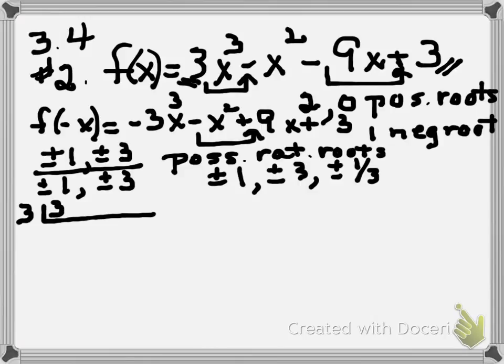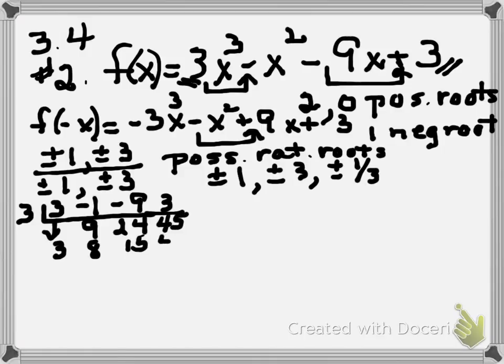So I have 3 as a coefficient, negative 1 as a coefficient, negative 9, and 3. Synthetic division, bring down the 3. 3 times 3 is 9. 9 and negative 1 is 8. 8 times 3 is 24. 24 and 9 is going to give you 15, and 15 and 3 is 45, and 3 is 48, and we didn't get 0. So 3 is not a rational root.